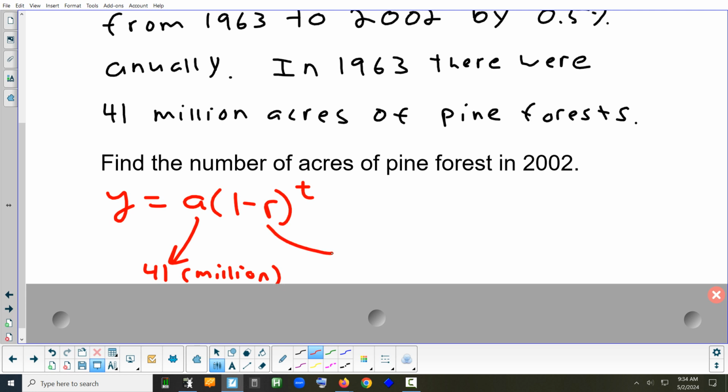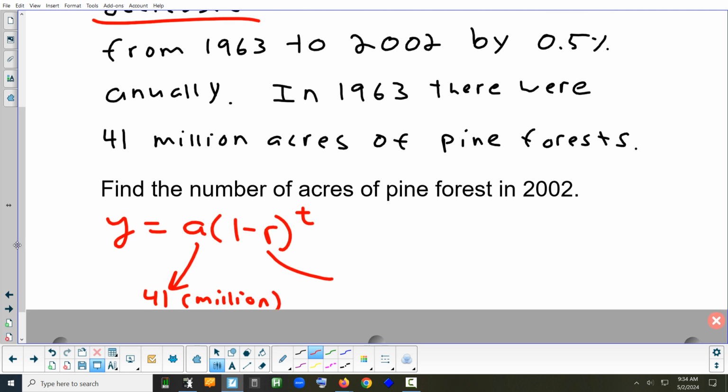Okay, my decay rate. The decay rate is 0.5%. It's pretty small, still adds up over time. But what do you do with your decimal to change the percent to something that we can plug in? Move it to the left twice. 1, 2. So now your decimal is right here. So what's the value that we're going to plug in for R? 0.005. Yep, perfect.